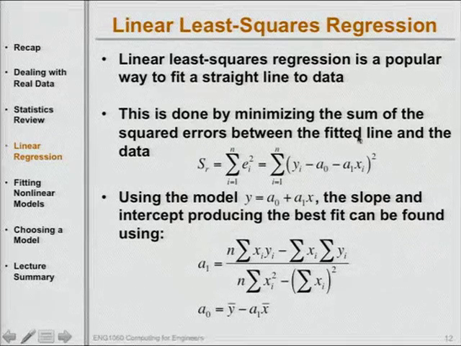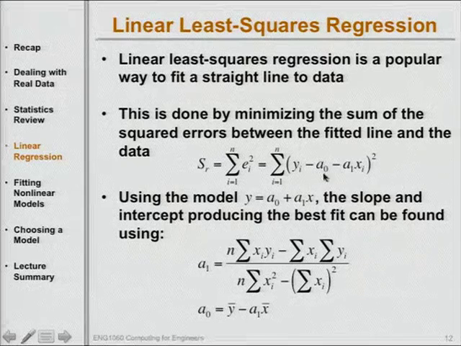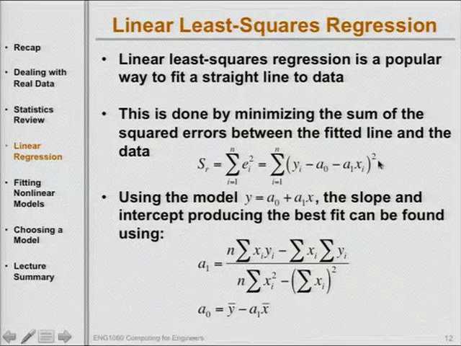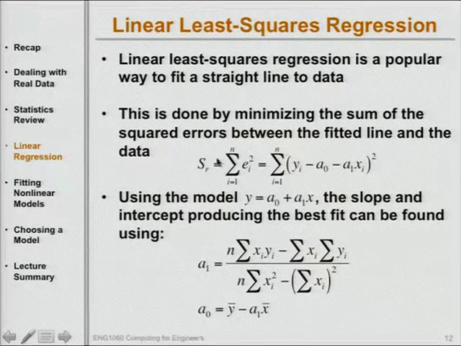So we can define our error as equal to y, which is the actual measured data point, minus the value that comes from our straight line. We're going to say our straight line is given by the equation a0 plus a1x. So the error will be yi minus a0 minus a1xi. We'll square that, sum it up over all of our data points, and call that thing SR.